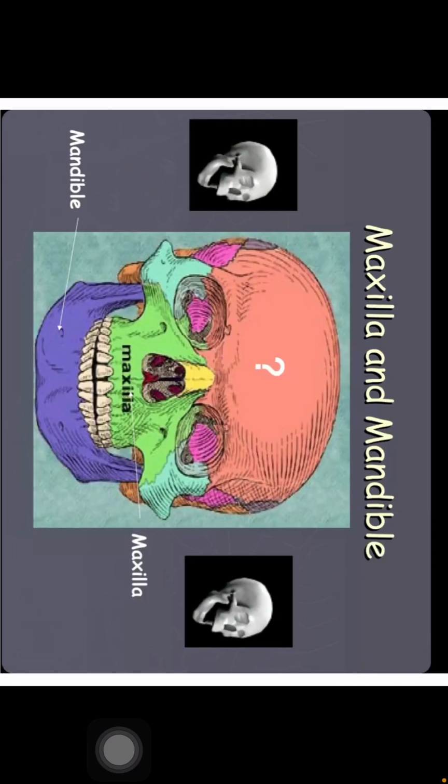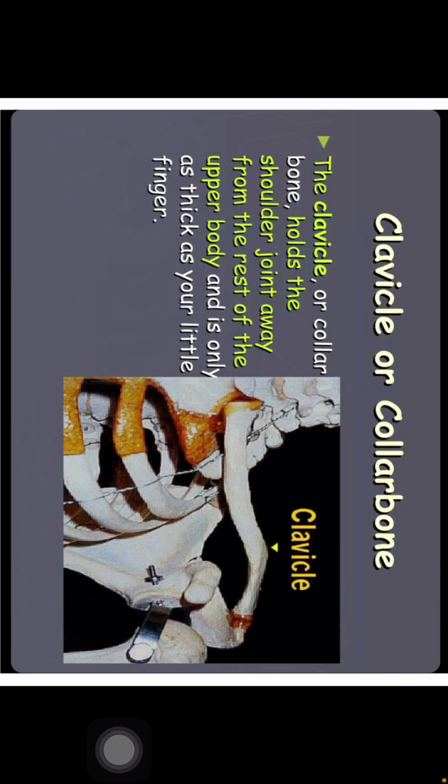And the next is maxilla and mandible, right? In the pictures. The maxilla is the bone that forms your upper jaw. Next is the clavicle or collarbone. The clavicle or collarbone holds the shoulder joint away from the rest of the upper body and is only as thick as your little finger.